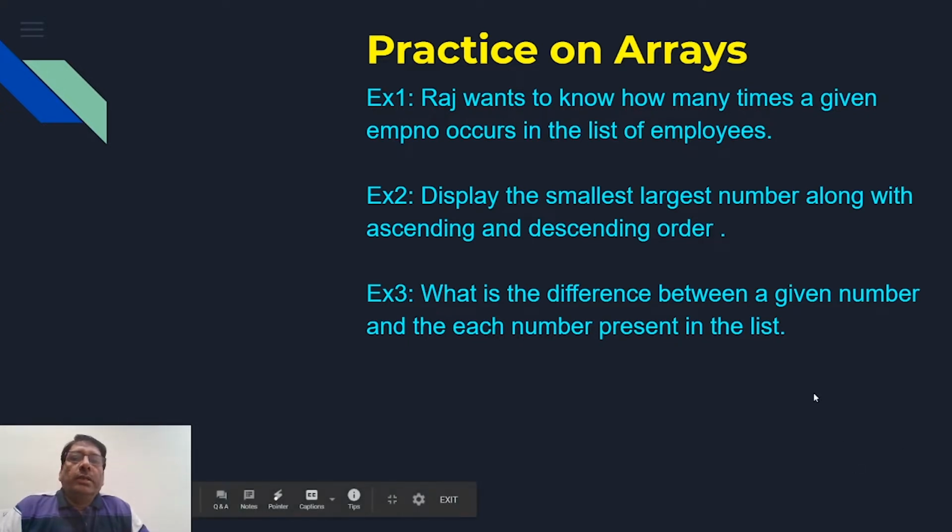Let's go with this. First example, wherein Raj wants to know how many times a given employee number occurs in the list of employees. So, what is it that we need to do here? You can take some employee numbers, initially say 10 numbers, and then you can ask for a particular number, and we need to tell how many times that particular number is available in the list. So, what are we going to do?